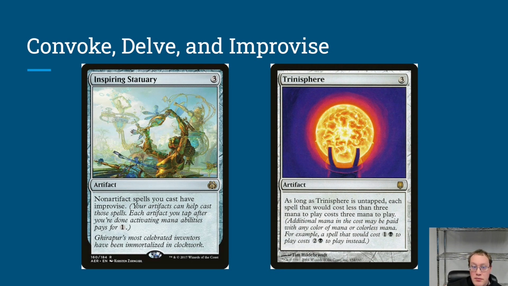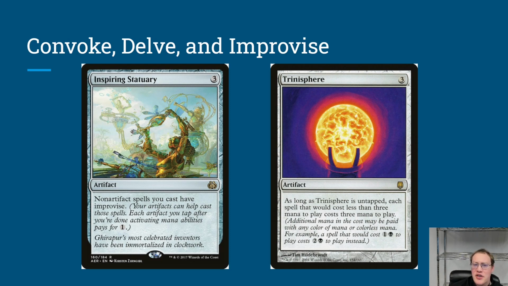First of all, Improvise works exactly the same way as what Convoke and Delve do. So from that being the case, we can see that the Trinisphere is going to see, oh, we're casting a 3 mana spell, no problem at all, and then we're going to tap some stuff. So yes, we would be able to play a 3 mana spell by tapping Inspiring Statuary and Trinisphere and tapping 1 land. The really interesting question is, could we play a 2 mana spell for free by tapping just the Inspiring Statuary and the Trinisphere?